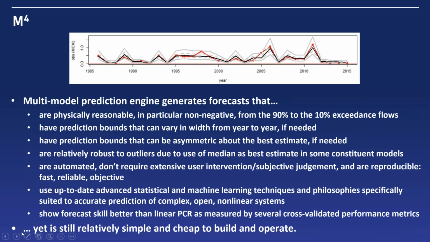This is what M4 does. It gives results that are physically reasonable, including non-negative, right across the entire prediction intervals. Prediction bounds vary in width from year to year. They're allowed to be asymmetric, which is also a requirement. The whole thing's relatively robust to outliers, and the whole thing's actually pretty much automated. This is a totally hands-off process, a turnkey system that just produced this without having to go through an in-the-loop process, to use the term that Andy just did. This is pretty much an over-the-loop system. Next slide, please.